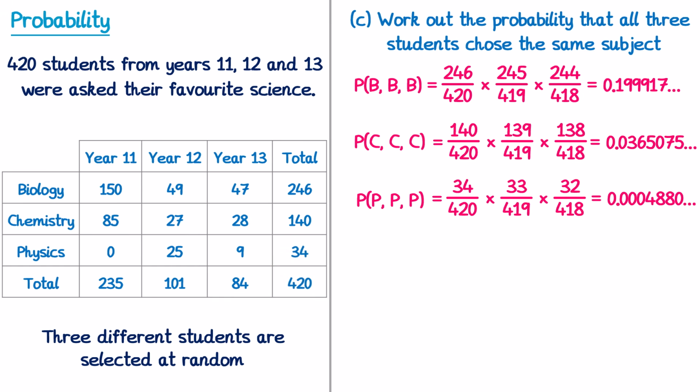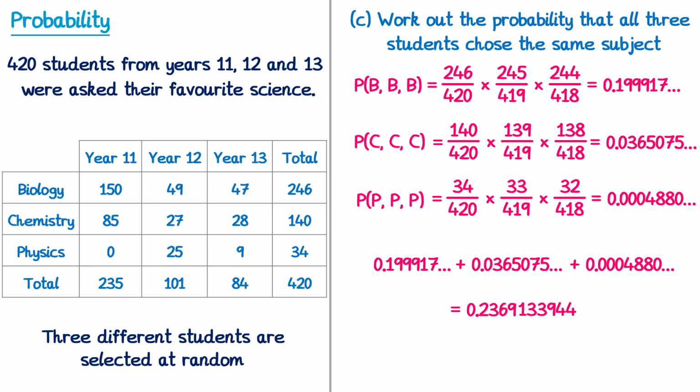Now to find the probability that all students selected the same subject, we just add together these probabilities, which will give you this number here. Usually in your exam questions, you'll be told to round this off to a certain degree of accuracy. In this one, let's say it's 4 decimal places, which will be 0.2369.